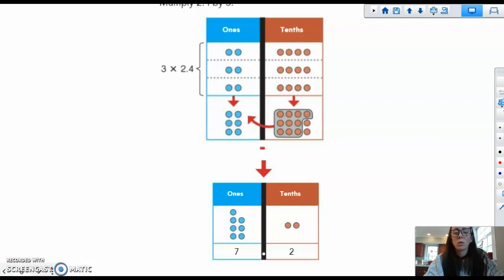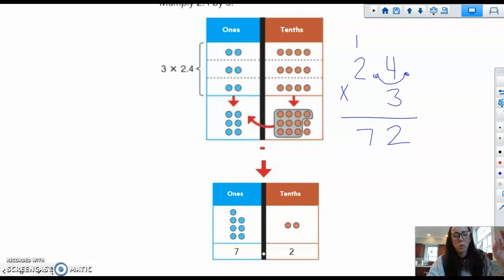I'm going to show you with your algorithm model. So I have 2 4/10, again, writing this in your notes, times 3. So I'm going to swoop that decimal out of the way. I don't have to worry about it while I'm multiplying. And then I'm going to do 4 times 3, I get 12. I put down my 2 and carry that 1. 3 times 2, I get 6. Add on the 1 to get 7. Now I need to remember to swoop my decimal back in. I get my answer of 7 2/10, which matches our visual place value chart model that we have right here as well.